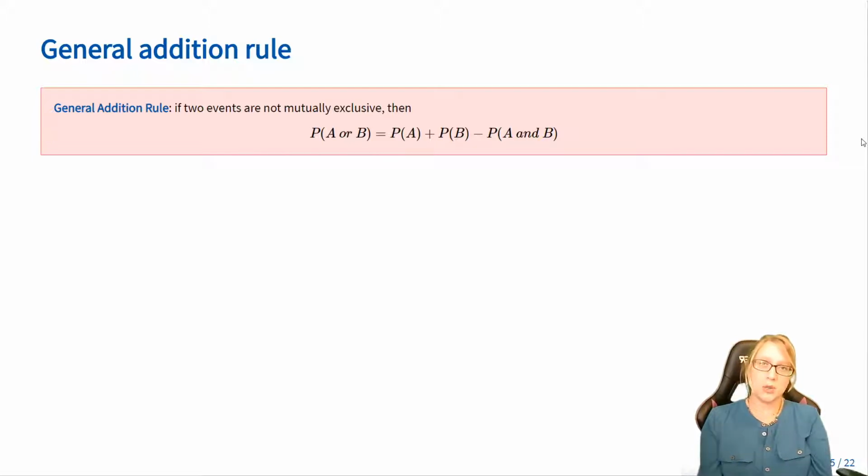So suppose that two events A and B are maybe not mutually exclusive. Maybe they can both happen at the same time. So the probability of A or B is then the probability of A plus the probability of B minus the probability of A and B, minus the probability that they both occur.